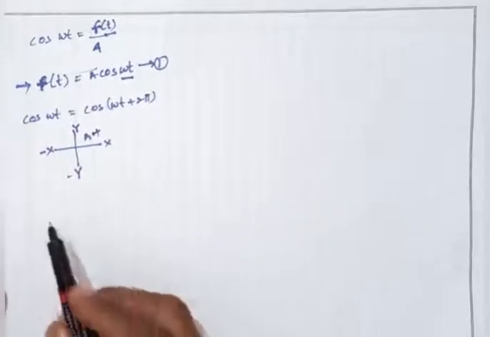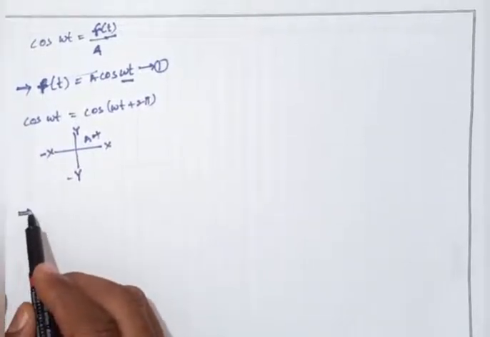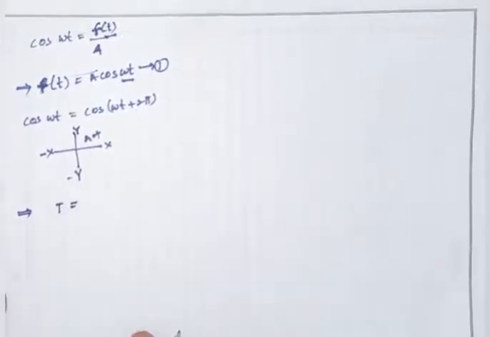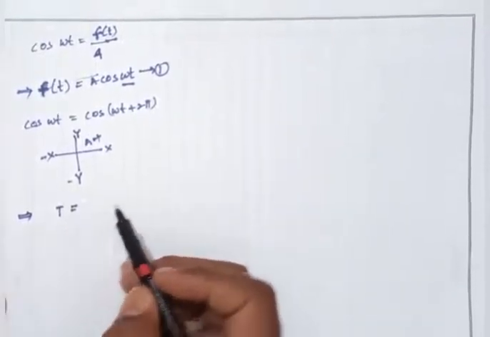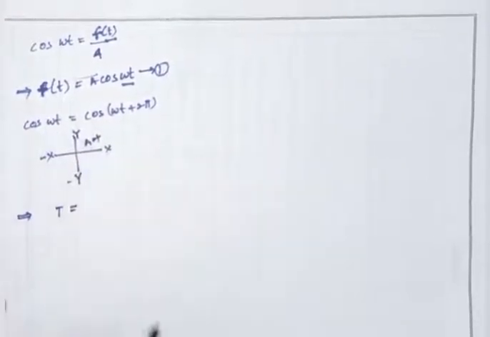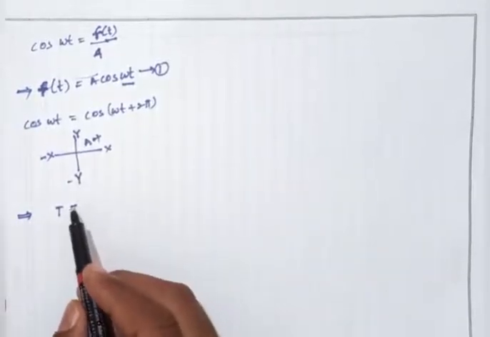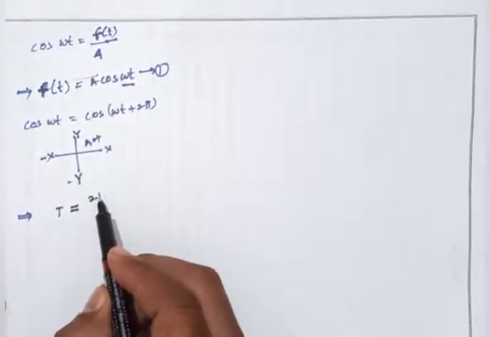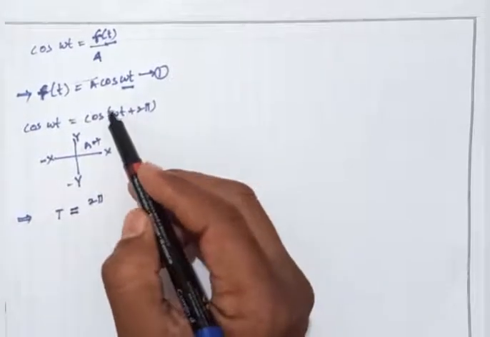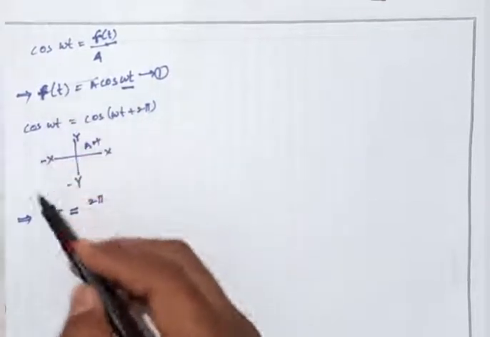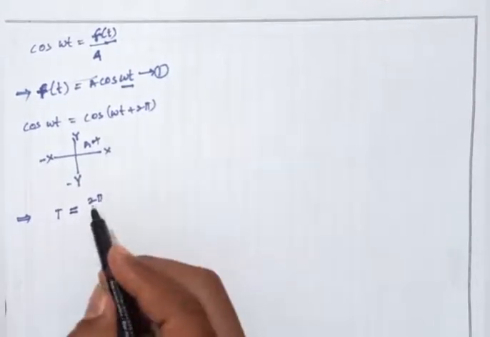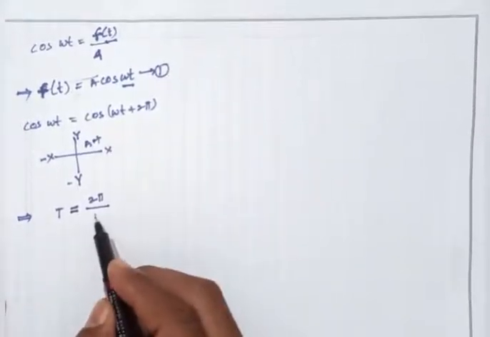So here next we can take the time period. Time period is nothing but the time taken for the repeated periodic motion, one complete oscillation. So T equals, so we can take what is the angle. The angle is taken as omega t. The total angle of circular motion is 2 pi, that is 360 degrees. So t equals 2 pi by omega.